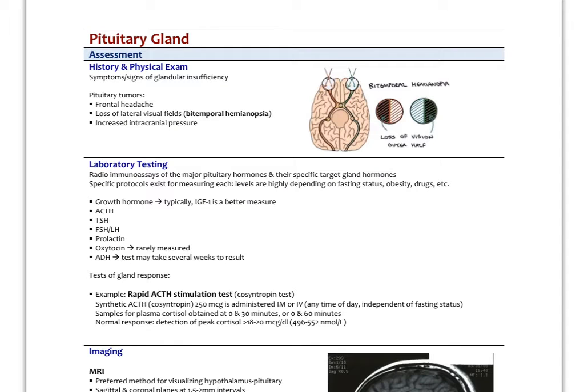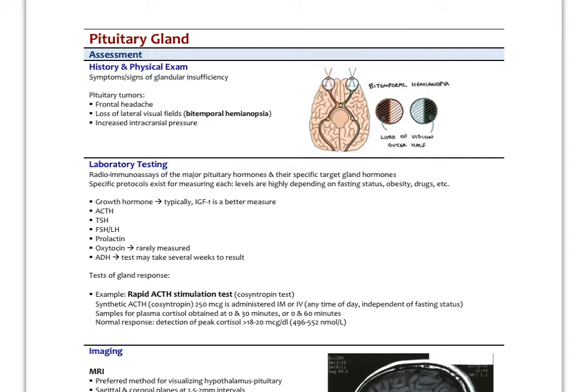So how do we assess pituitary disorders? Well, of course, our history will be one place. So any history of endocrine dysregulation, we're going to want to consider: is the pituitary playing a part here? And I'll give you examples as we go. But with pituitary tumors in particular, adenomas are the most common. We might see things like a frontal headache.